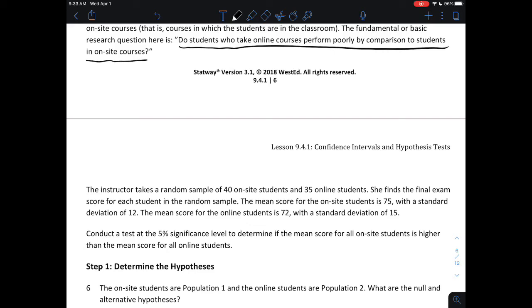So just to think about this situation, notice that she doesn't have all students here, just a sample, 40 on-site and 35 online. The on-site students got a mean score of 75, and the mean score for the online students is 72. So it looks like the on-site students have a higher mean score than the online, but again, this is just for a sample. And 75 is greater than 72, but is it significantly greater? So again, this is the question. We're trying to see if this is a significant difference.